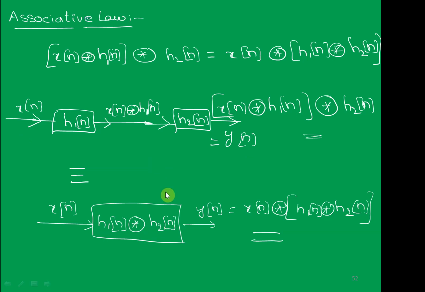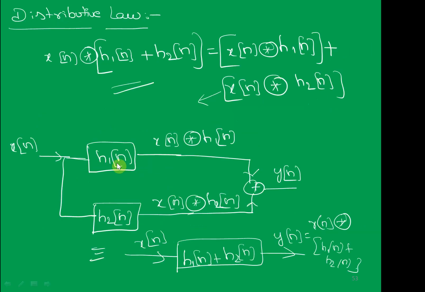In a similar way, if you connect all the systems in parallel form, as opposed to the previous series form, the output is the input convolved with the summation of all the individual impulse responses. So this is the conclusion here. In this way, you can easily implement or analyze a particular system based on these convolution properties.